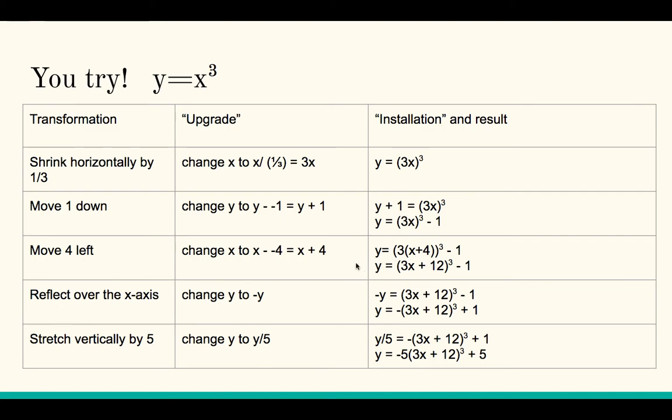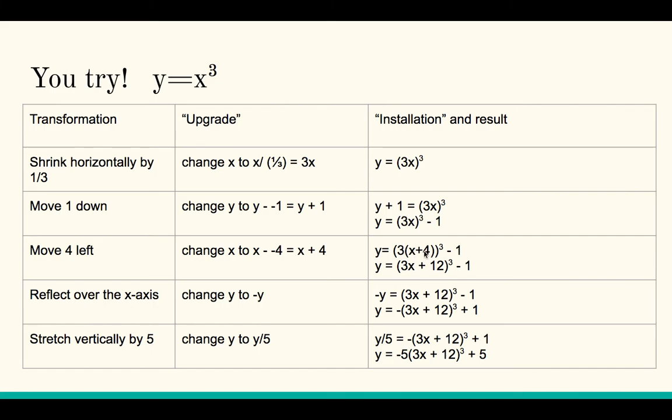But now comes the fun part. Moving 4 to the left is an upgrade of x plus 4. But that means I take x and change it to x plus 4. Well, right now, x is being multiplied by 3. If I upgrade x, the entire upgrade will still be multiplied by 3. And I get 3x plus 12.